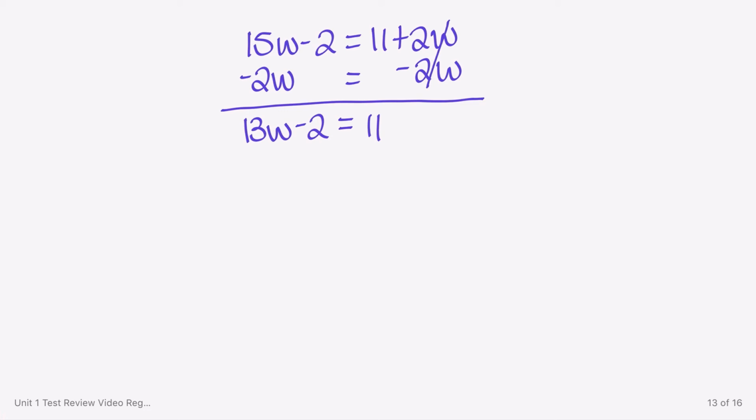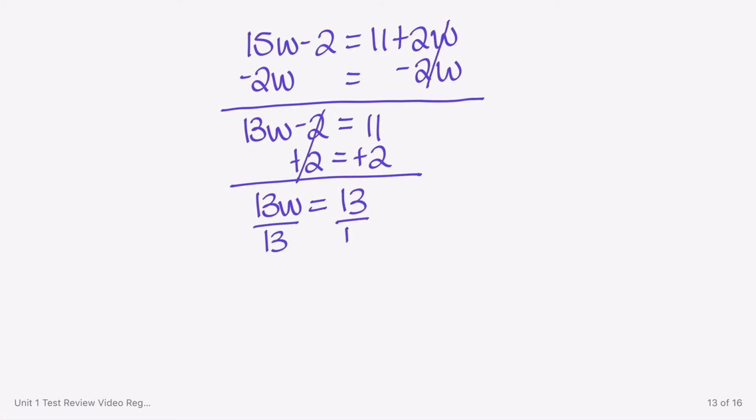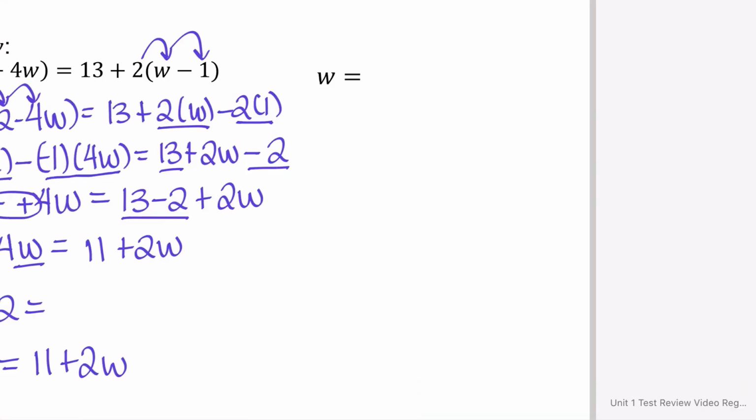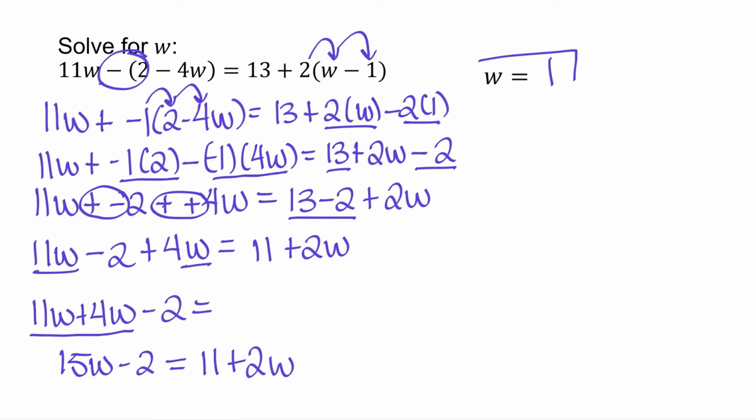So now to get w by itself, I'm going to start off by adding 2 to both sides. So on the left side, that leaves me with 13w, minus 2 and plus 2 will cancel, and that equals 11 plus 2, which is 13. So now to get w by itself, I have to divide both sides by 13. So 13 over 13 cancels, leaving me with w equals 13 divided by 13, which is 1. So w equals 1 is the answer to this equation.